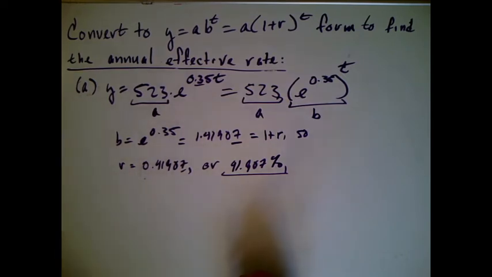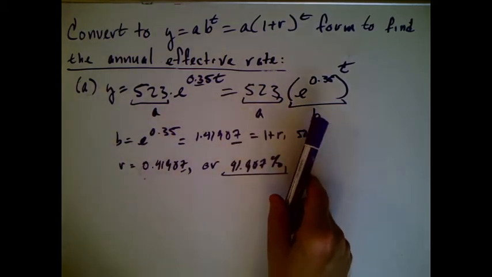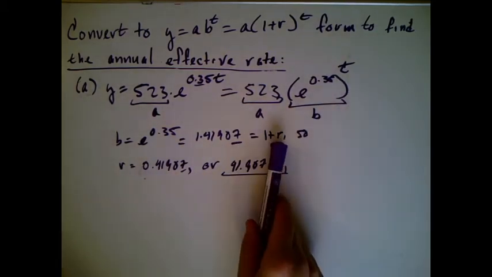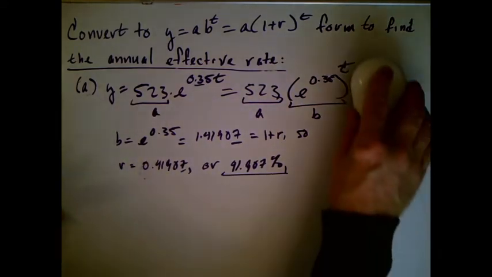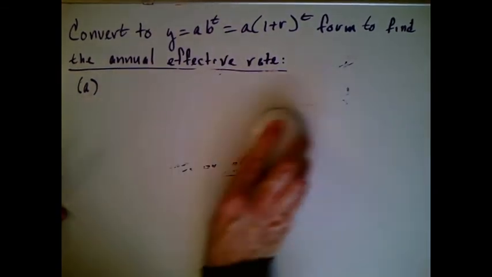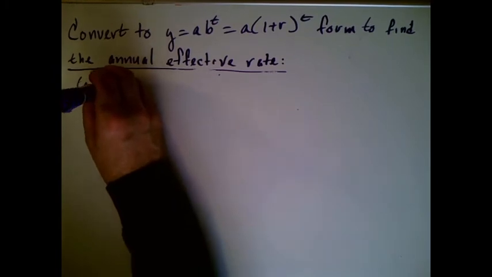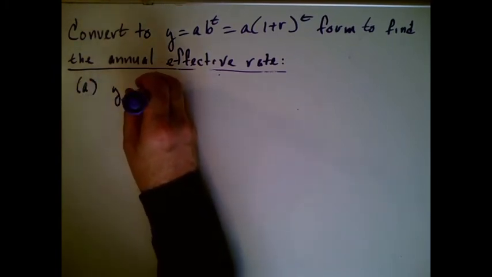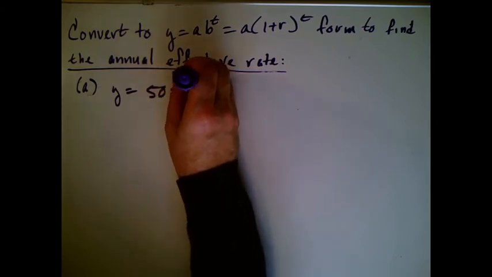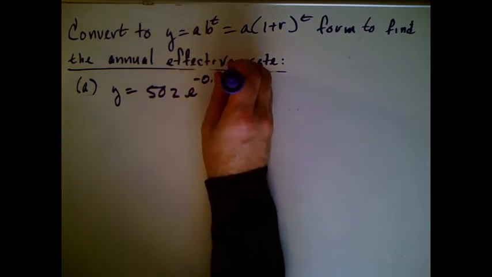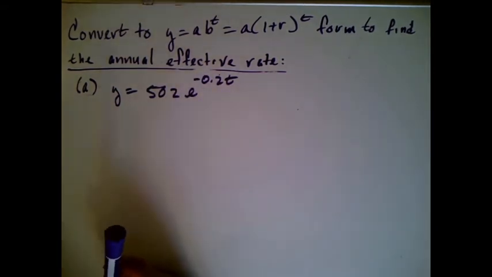That's our first example of taking a PERT function, rewriting it in terms of a times b to the t, finding the growth rate r, and then interpreting it when we're done. Let's look at a decaying function this time. So when we write down our PERT function that decays, let's see, how about if we just say something like 502 times e to the negative 0.2t, something like that. And we know that's decaying because that exponent up there is negative.